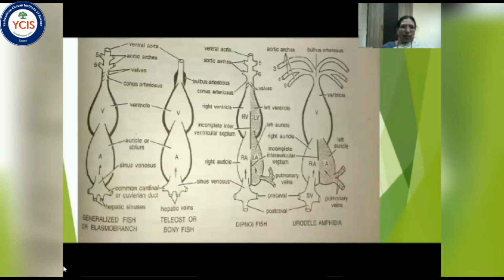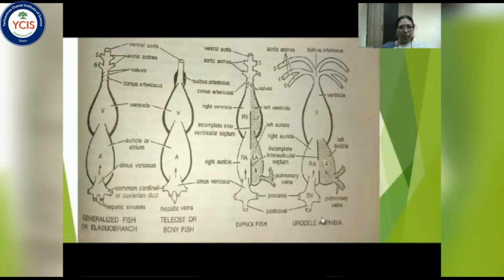Then the auricle opens into the ventricle by an auriculoventricular aperture guarded by a valve. It is called the auriculoventricular valve. In between, the ventricle also has an interventricular septum. So the right and left ventricle are also divided by an incomplete ventricular septum. This ventricle is muscular and opens into the conus arteriosus, which lastly opens into the ventral aorta.